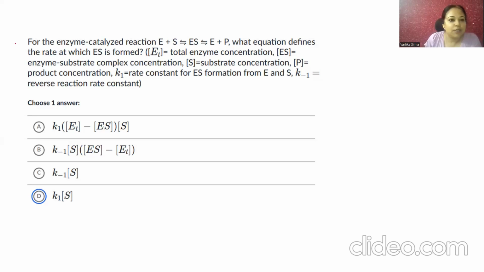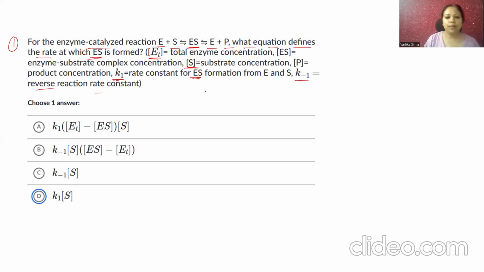Now, the first question is about an enzyme-catalyzed reaction: enzyme plus substrate gives the enzyme-substrate complex, which will give enzyme and the product, right? So what equation defines the rate at which the ES is formed? They have given the meaning of most of the terms: ET means total enzyme concentration, S means substrate concentration, K1 is the rate constant for the formation of ES, and K negative 1 is the reverse rate constant, right?